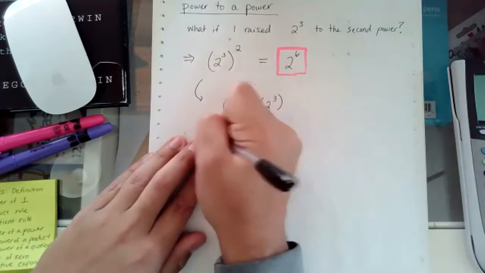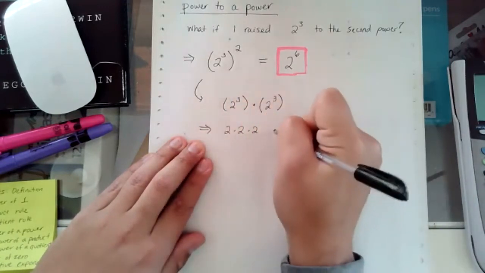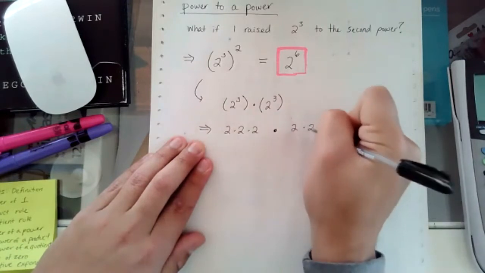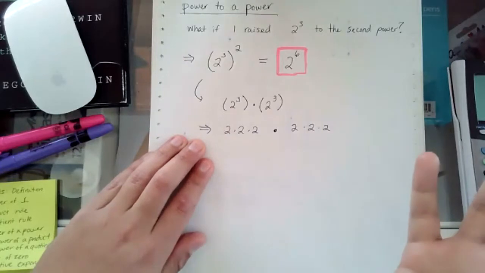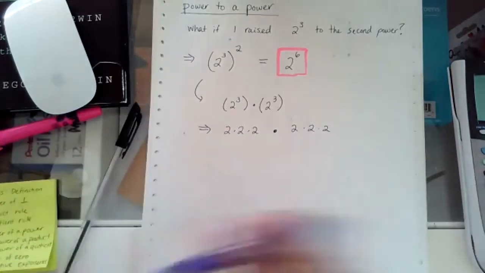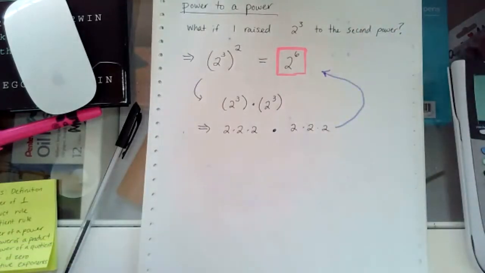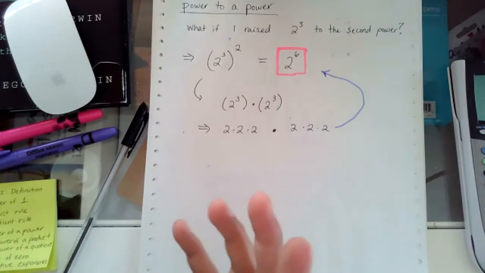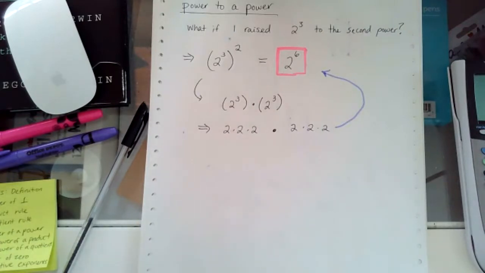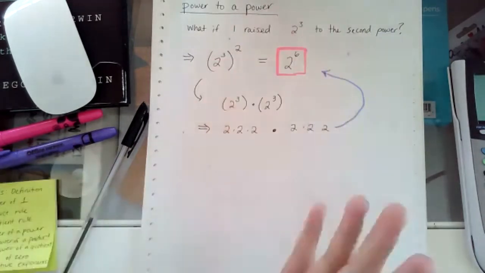And then if we wanted to expand those, that would be 2 times 2 times 2 times 2 times 2 times 2. So how many 2's am I multiplying here? 6 of them. That's the real reason why, with a power to a power, you multiply the powers. Just going back to the basic definition of what it means to raise something to an exponent.